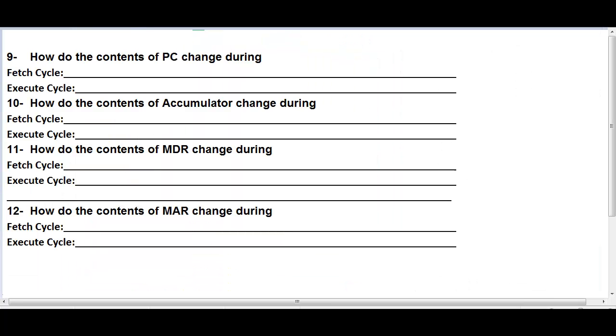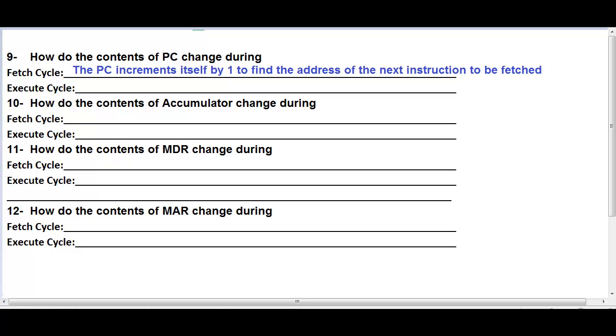Okay, let's quickly answer these questions. How do the contents of the program counter change during the fetch cycle? During the fetch cycle, if you remember, the program counter increments itself by 1 to find the address of the next instruction that has to be fetched. So this is our answer.